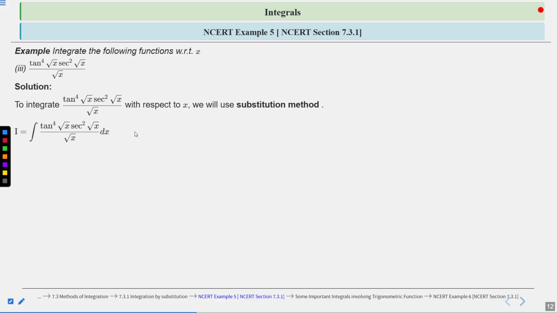Now I is basically equal to the integration of tan⁴(√x) sec²(√x) upon √x dx. Now substitute u is equal to tan √x. We can substitute u is equal to tan √x.